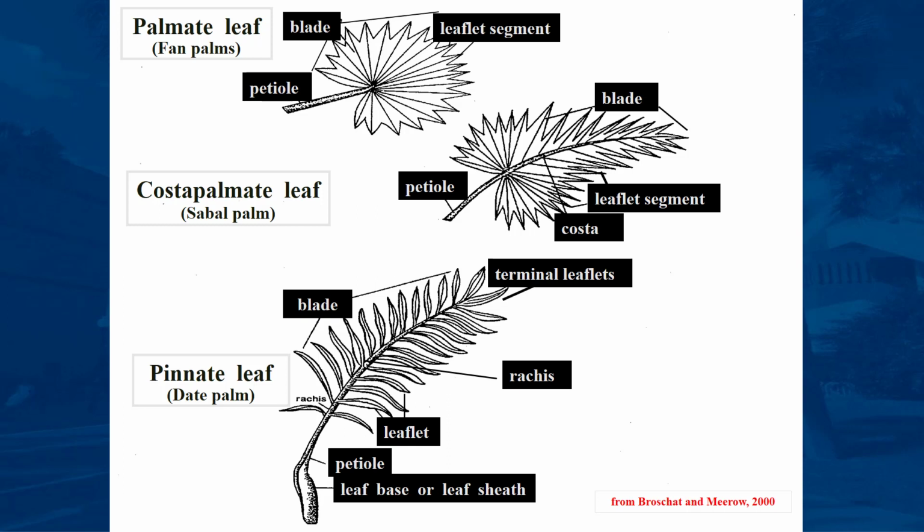The last type is the pinnate leaf, such as in the date palm. It starts with a leaf sheath followed by the petiole. Instead of a costa, this type has a rachis which goes through the palm blade. It has separated leaflets, which often appear somewhat feathery looking. These features will help you with identification.